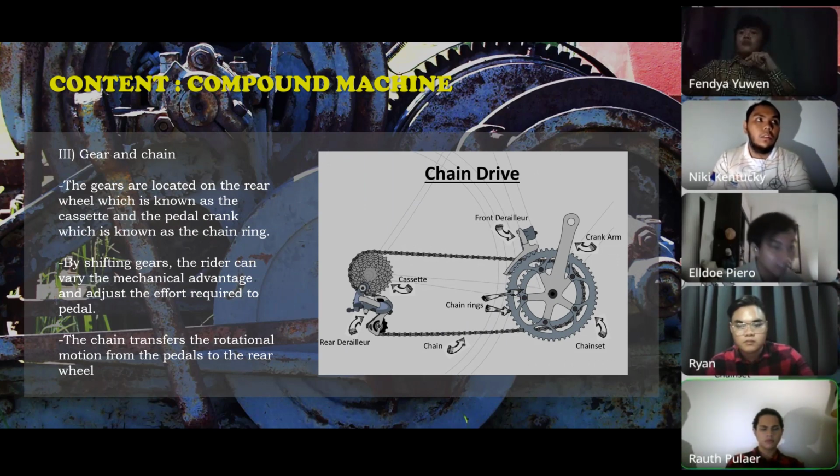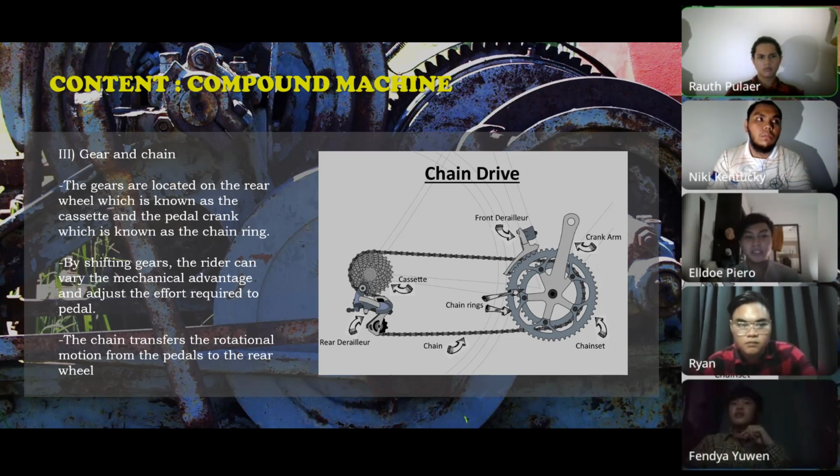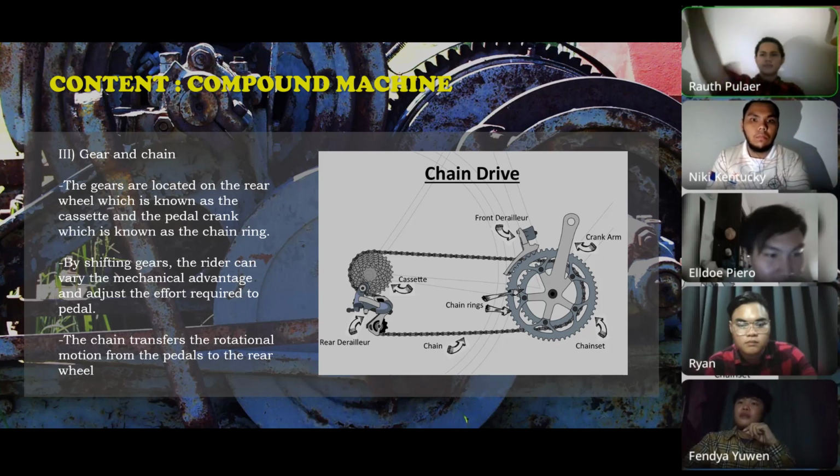Next, which is gear and chain. The gears are located on the rear wheel, which is known as the cassette, and the pedal crank, which is known as the chain ring. Without this chain ring, the bicycle cannot move forward. For information, this chain ring is a capability that makes our bicycle move forward. Same goes to motorcycle. Without the chain ring, the motorcycle cannot go forward. It did not have chain ring.